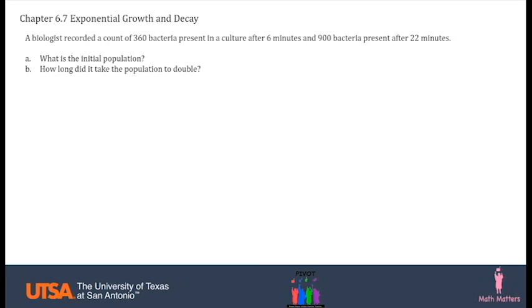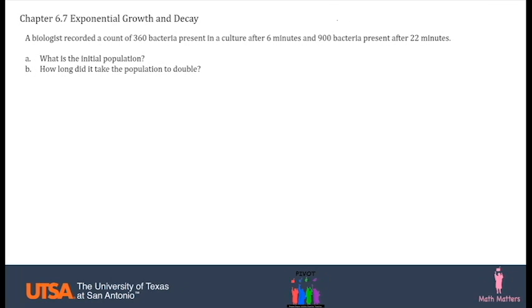Another word problem from chapter 6.7 says, a biologist recorded a count of 360 bacteria present in a culture after 6 minutes and 900 bacteria present after 22 minutes. What is the initial population and how long did it take for the population to double?